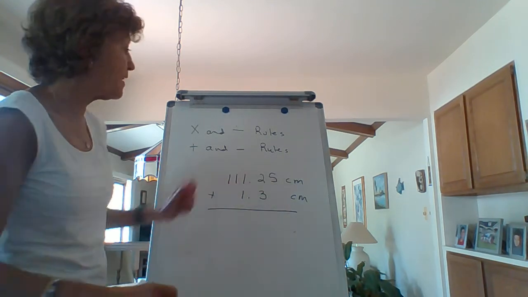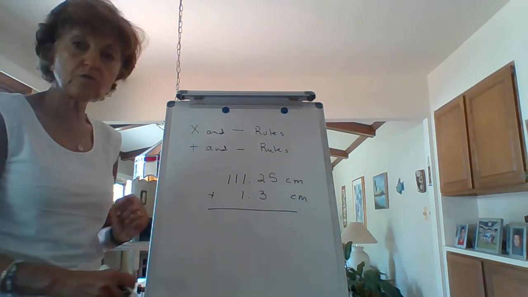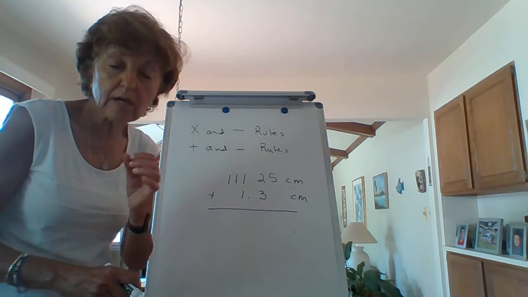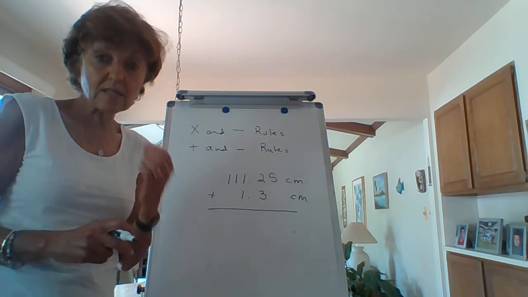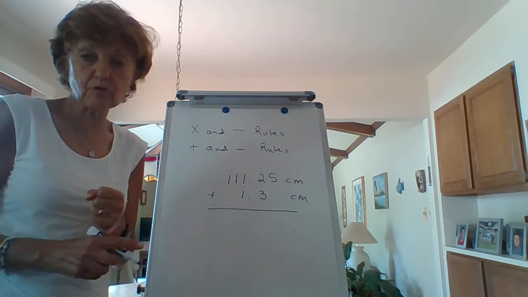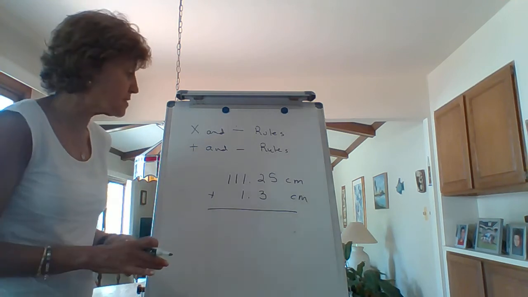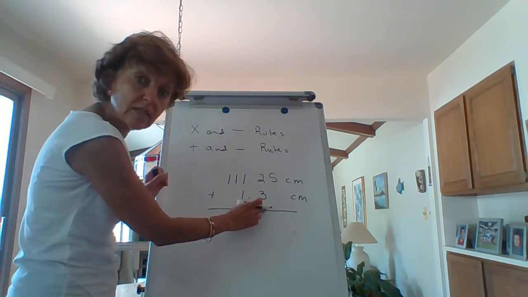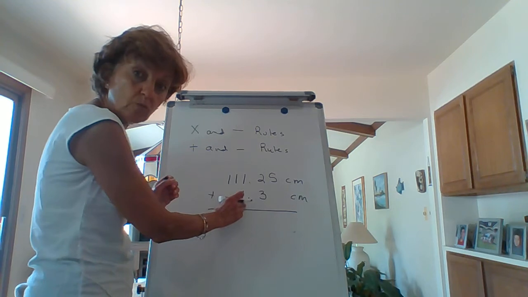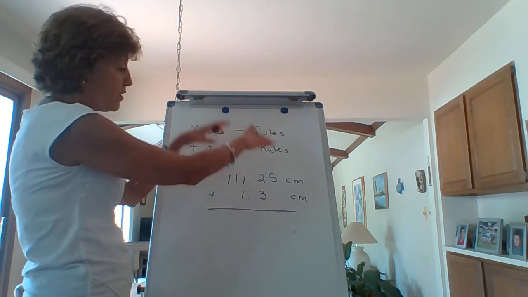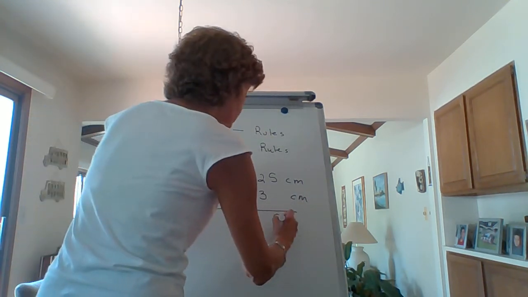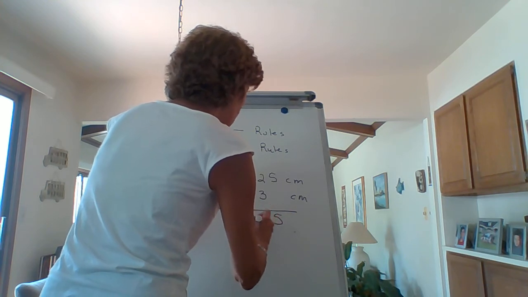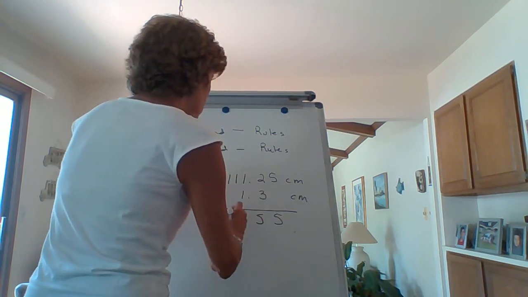Yes, this has 5 sig figs. Yes, this has 2 sig figs, but we don't care about the measured numbers' sig figs when we're doing addition and subtraction. We care about the decimal places. Can you see that this one has the least number of decimal places? It only has 1 decimal place. All right, so we're going to do the addition. So put a 5, 2 and 3 is 5, 1 and 1, 2, 1 and 1.